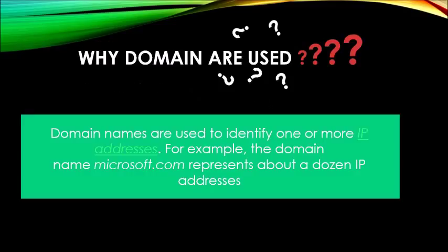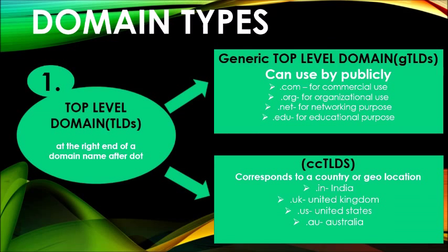Let's now figure out why domains are used. Why are domain names so important today? Domain names are used to identify one or more IP addresses. Like an organization has so many IP addresses. Take an example of Microsoft.com. Microsoft.com has a dozen IP addresses. So the domain name is used to define and identify those IP addresses.